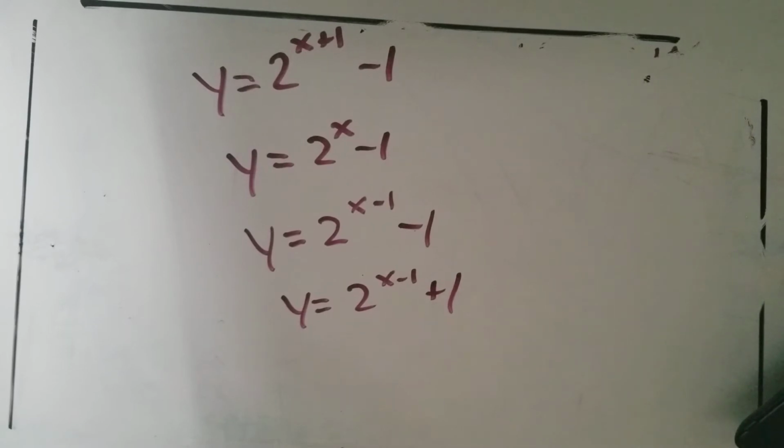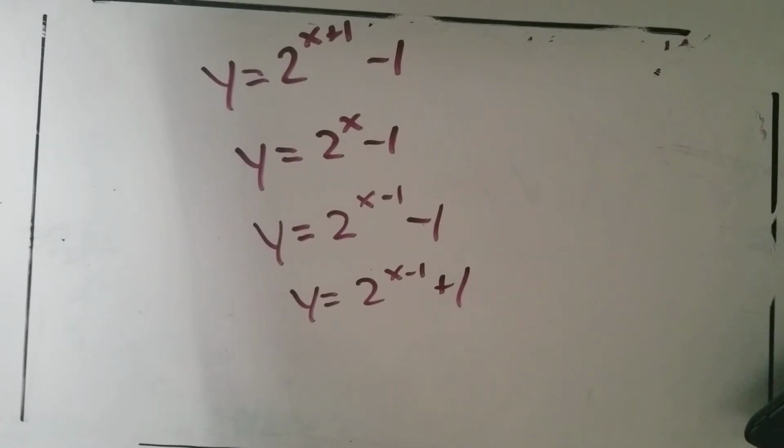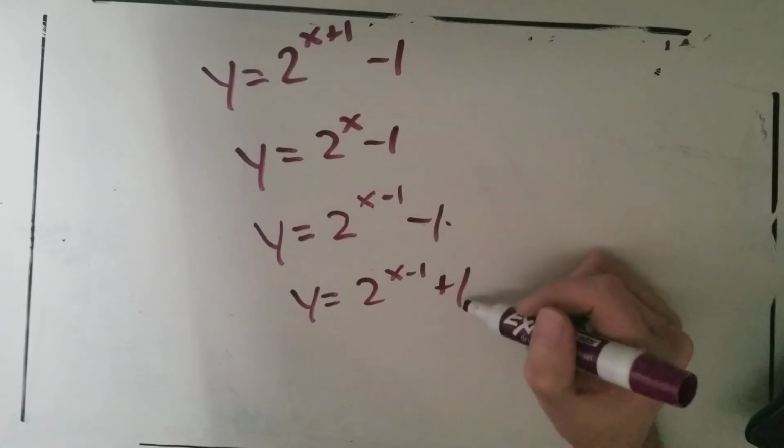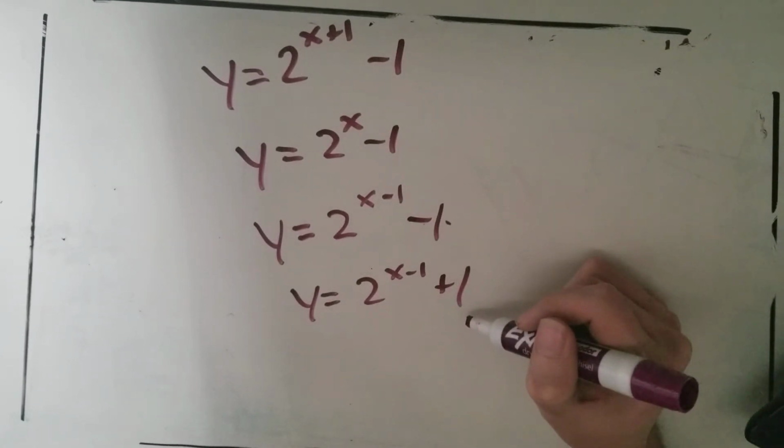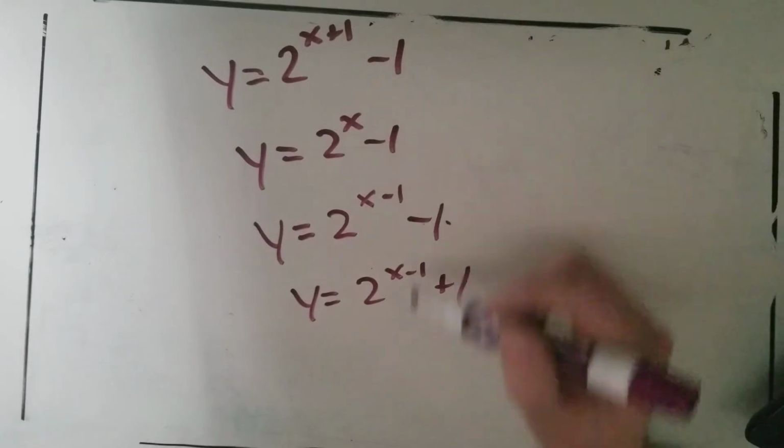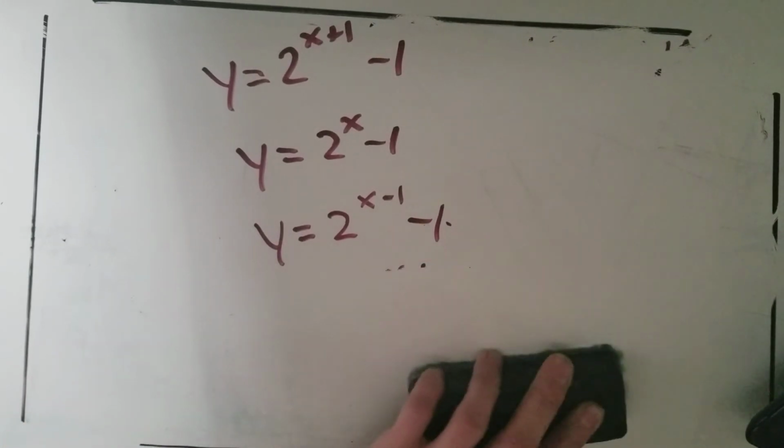Now all of these have an asymptote of -1. This one has an asymptote of plus 1. Looking at the graph, the asymptote is -1. So those are all contenders except for this guy. He's gone.